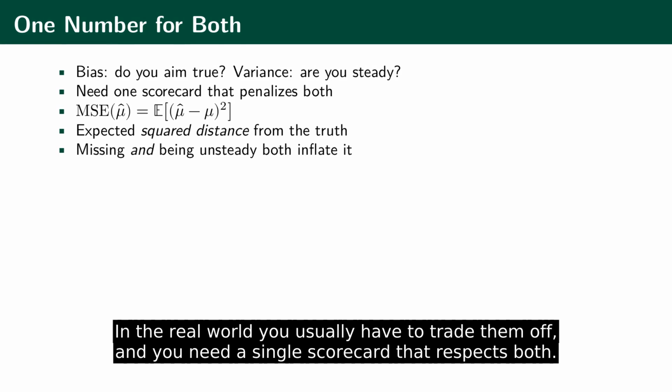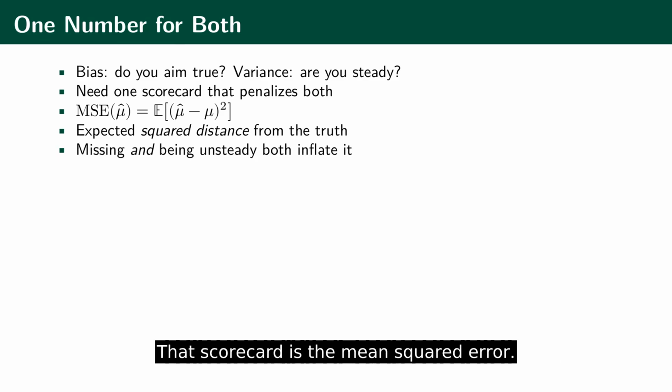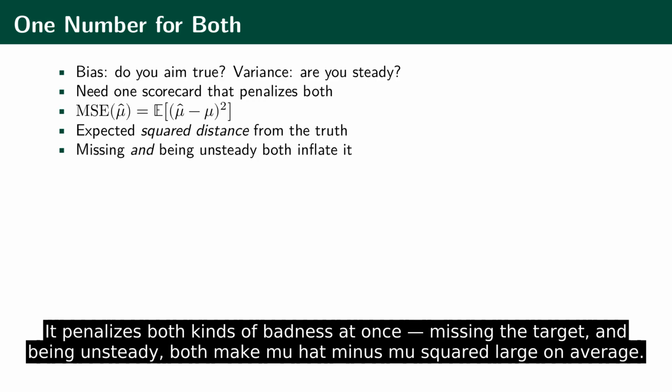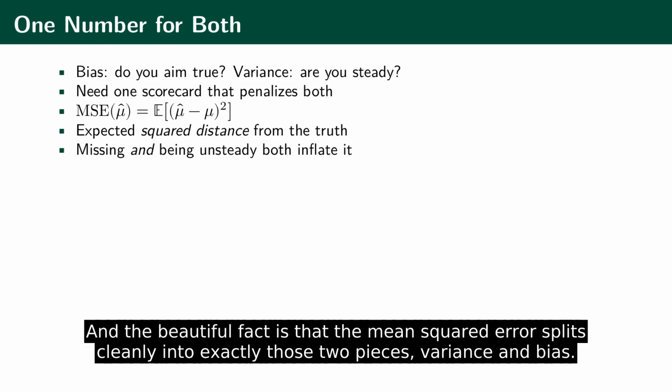In the real world, you usually have to trade them off, and you need a single scorecard that respects both. That scorecard is the mean squared error. The mean squared error of an estimator is the expected squared distance between the estimate and the truth, the expectation of the quantity mu hat minus mu, all squared. It penalizes both kinds of badness at once. Missing the target and being unsteady both make mu hat minus mu squared large on average. And the beautiful fact is that the mean squared error splits cleanly into exactly those two pieces, variance and bias.